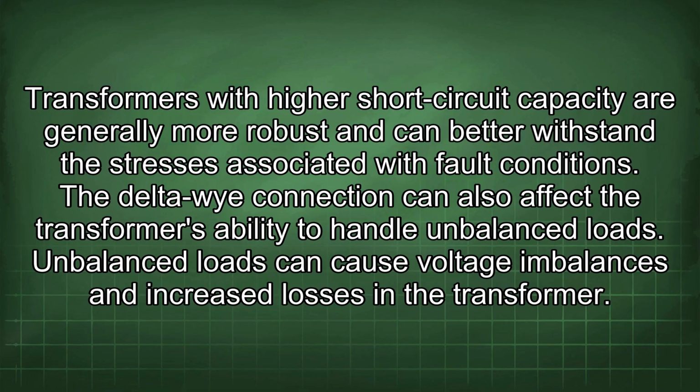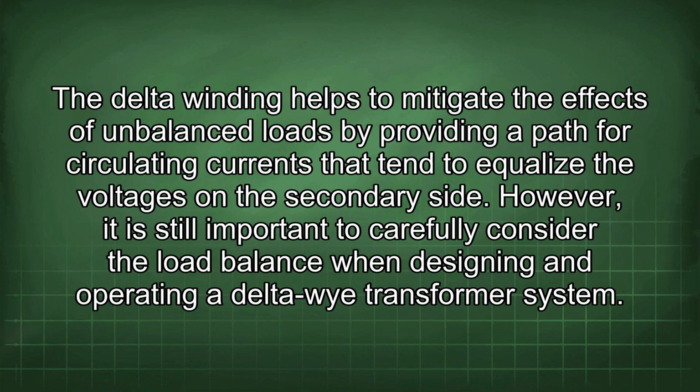The Delta-Wye connection can also affect the transformer's ability to handle imbalanced loads. Imbalanced loads can cause voltage imbalances and increased losses in the transformer. The delta winding helps to mitigate the effects of unbalanced loads by providing a path for circulating currents that tend to equalize the voltages on the secondary side. However, it is still important to carefully consider the load balance when designing and operating a Delta-Wye transformer system.